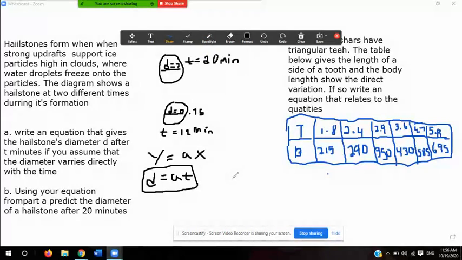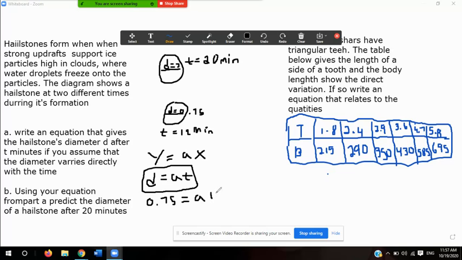So all I'm going to do is just plug in. Instead of writing diameter, I'm going to write 0.75. That is the diameter. A is what I'm going to look for. And remember that A represents a constant of variation, meaning that that number will remain constant throughout the problem. So t is 12.